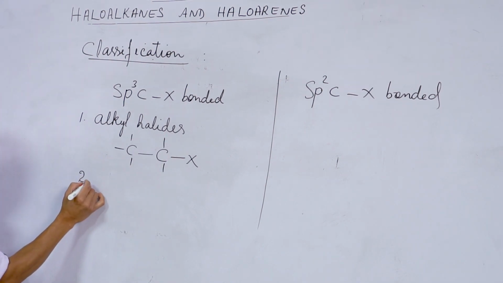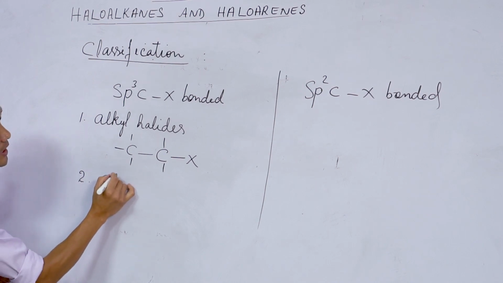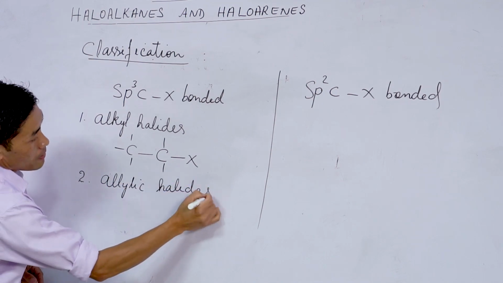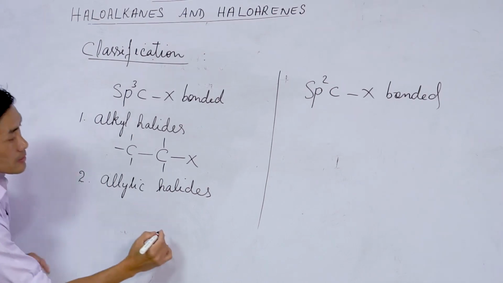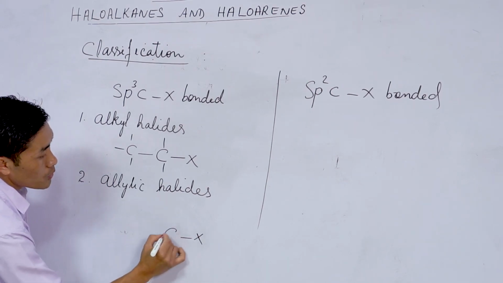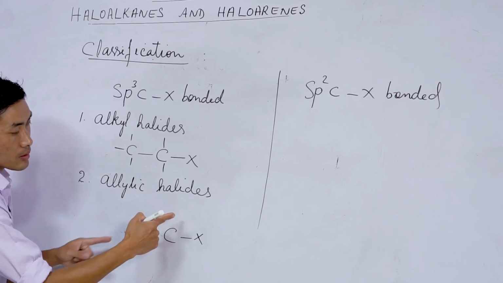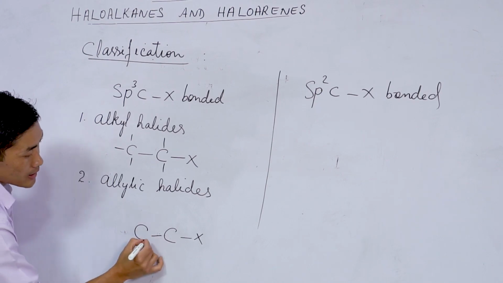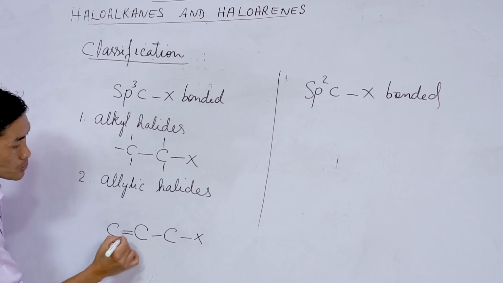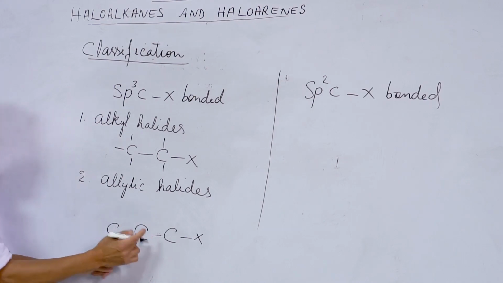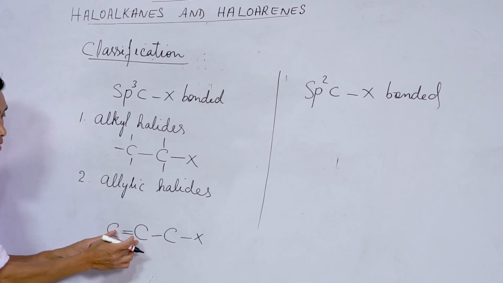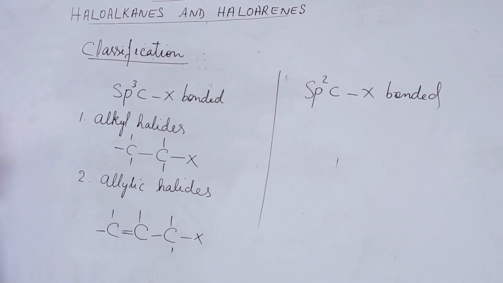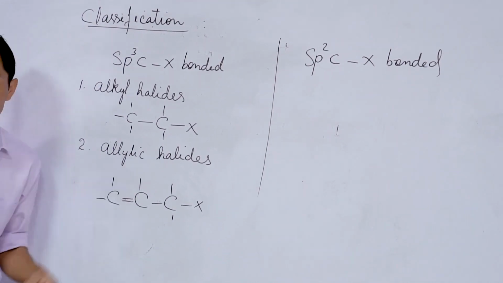Then the next one, we have allyl halides or allylic halides. In this, the halogen atom is bonded to a carbon atom which is sp3 hybridized, but this carbon is bonded to another carbon which is sp2 hybridized. That means the next carbon atom is bonded to another carbon by a double bond. This will be called allylic halides.